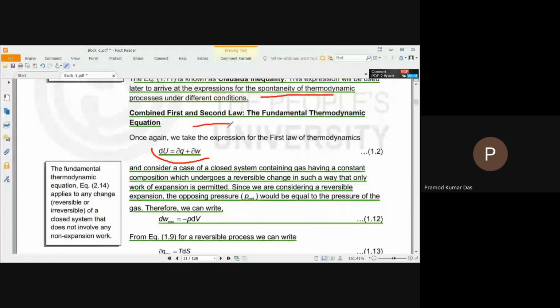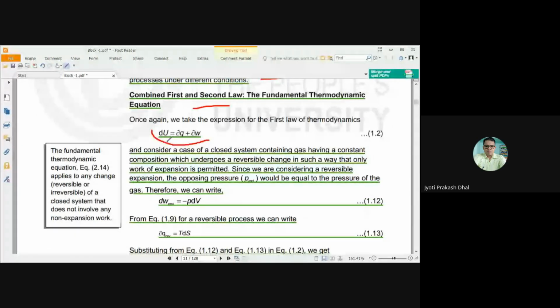Again, you should remember the first law of thermodynamics, that is dU equals dq plus dw. Consider a case in a closed system containing a gas having a constant composition, which undergoes a reversible change in such a way that only work of expansion is permitted. So this is the condition. In the closed system a particular gas will be there, and only work of expansion will be permitted.